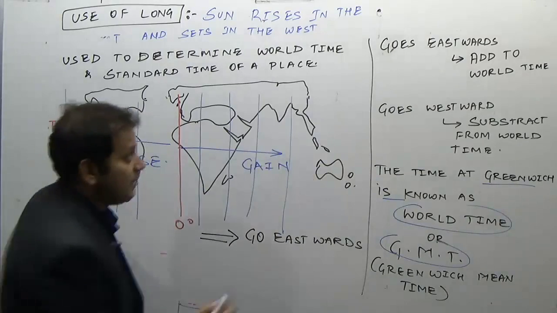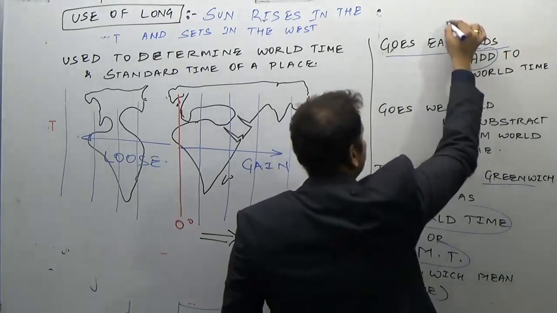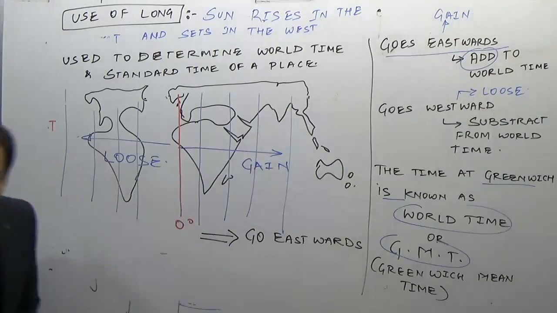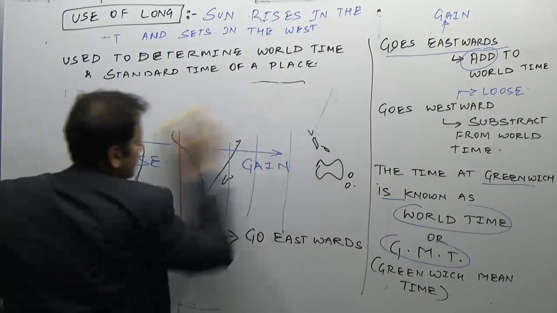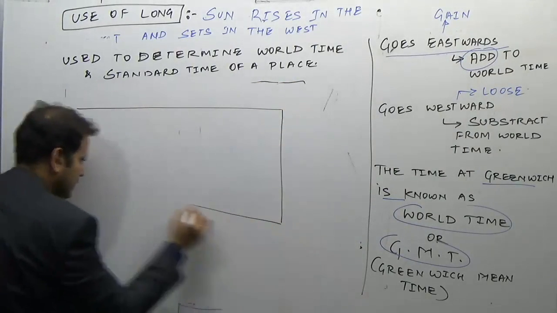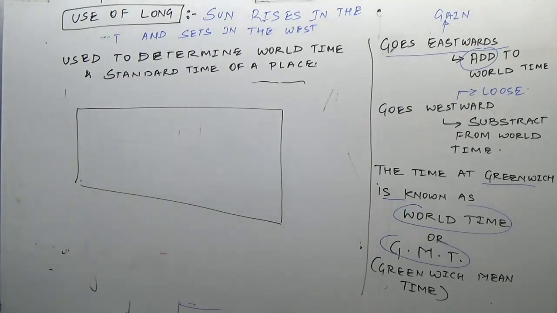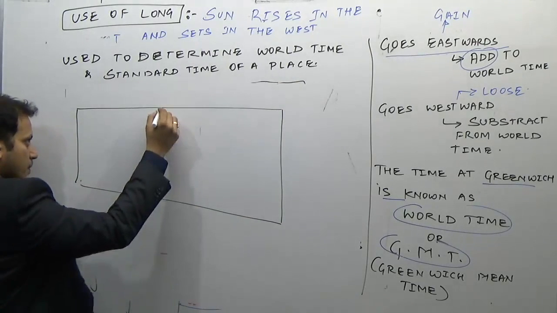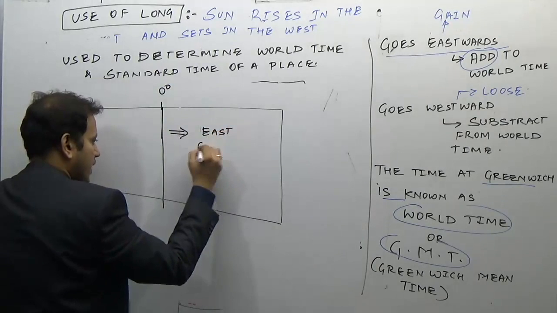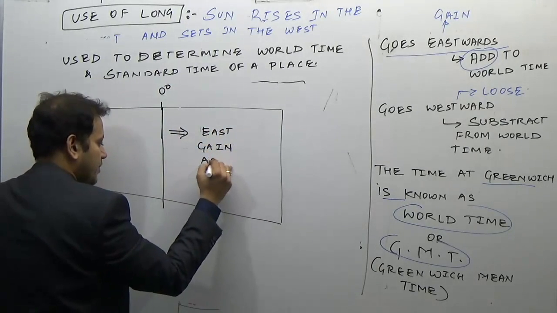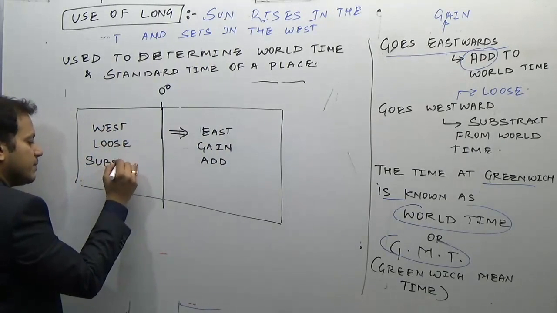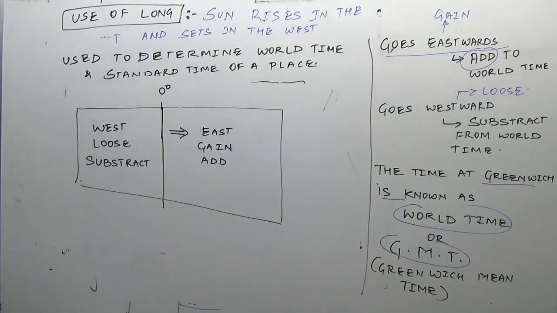And how do we determine our standard time? If eastward, add to the time, because eastwards you gain, and westwards you lose, so you subtract the time from the world time. So you remember that with a simple diagram this way. East: gain, and so you add the time. West: lose, and therefore subtract the time.